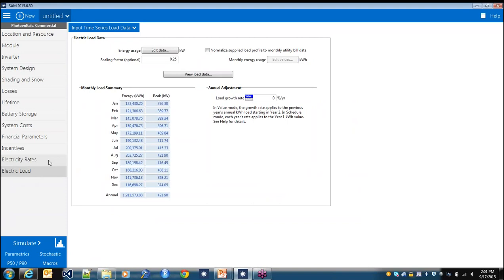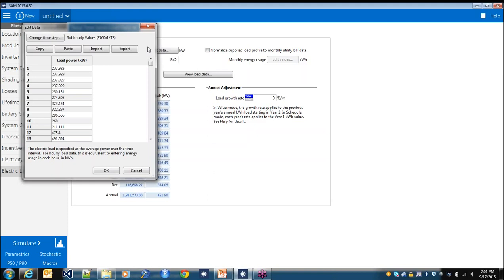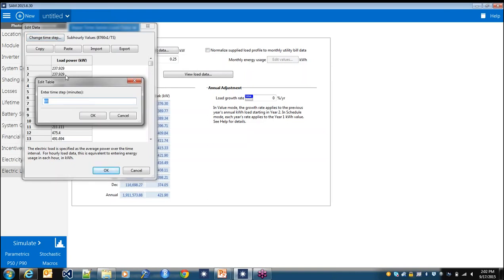Sure. On the electric load page, we have 2 ways to input and edit your load data. So this first one that's selected here, the input time series load data, if you hit the edit data button, this is where you can edit to represent actual load data, and you can specify it either hourly or sub-hourly. And that is where you would be able to edit it to make it closer match actual client data.